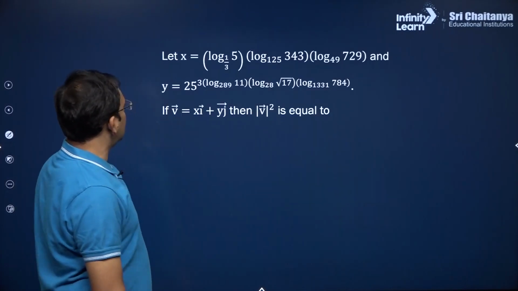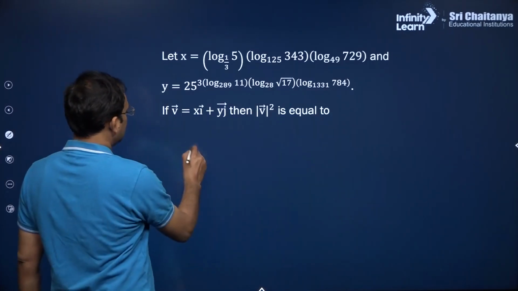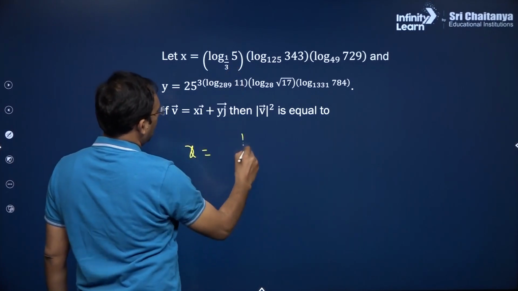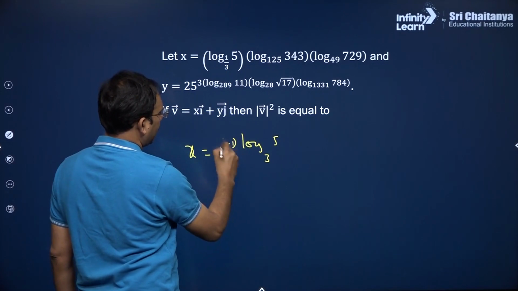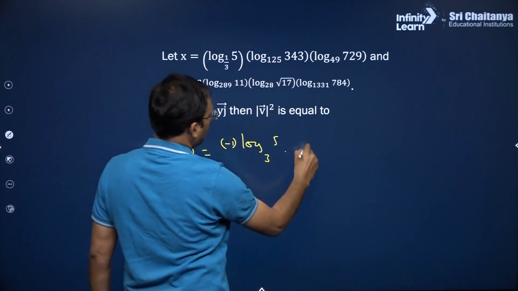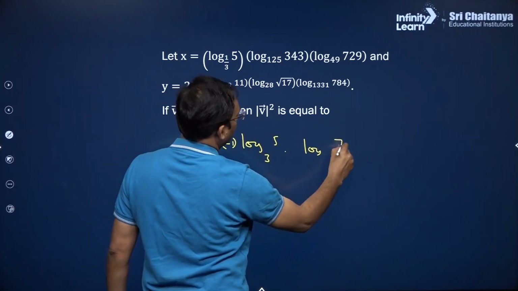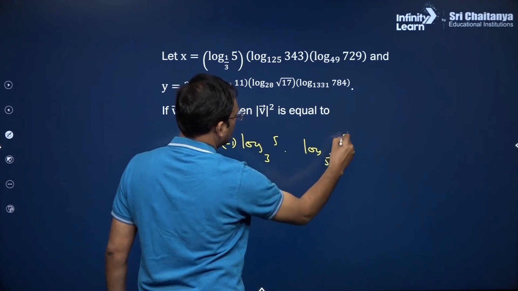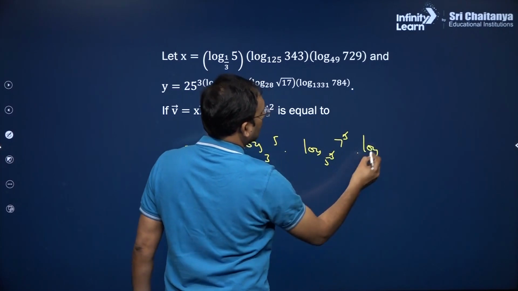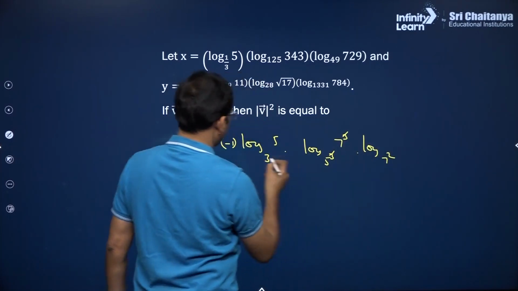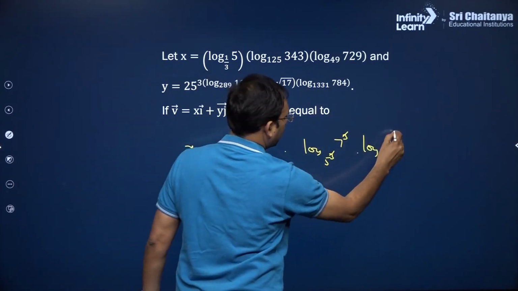Next, you see, simplification based. x is nothing but, my dear friends, log 5 base 3, you can write 3 power minus 1 comes here. This is log 7 cube, this is 5 cube, 3 comes and gets cancelled. This is log 7 square, here base is 3, you can write 3 power 6.